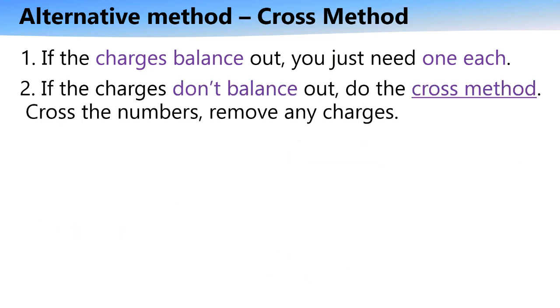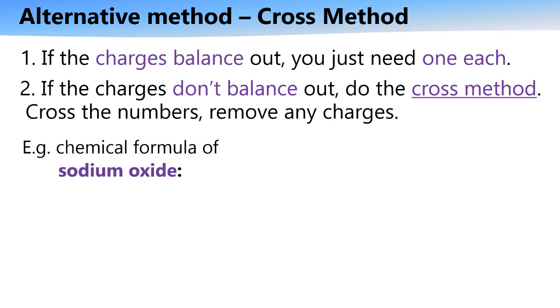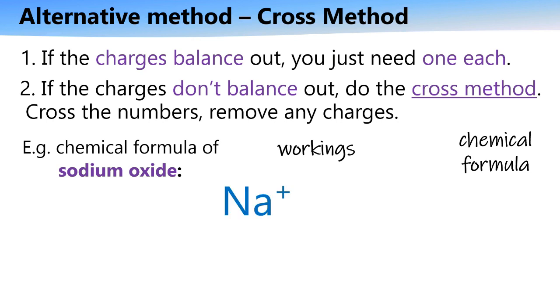What if the charges don't balance out? If they don't balance out, we will do the cross method. And this method involves crossing the numbers and removing any charges. So what do I mean by that? Let's look at sodium oxide, an example we've done before. So once again, workings and the chemical formula. We have Na plus and O2 minus. As you can see, plus and 2 minus, they don't balance up. So what do we do?